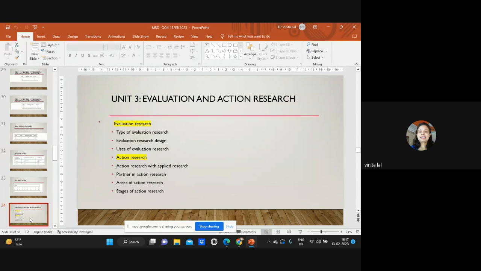Now come to evaluation and action research. This is your third unit. Evaluation and action research. So what is evaluation research? It is also known as program evaluation. It refers to a research purpose instead of a specific method. Evaluation research is a systematic assessment of the worth or merit of time, money, effort, and resources spent in order to achieve a goal.